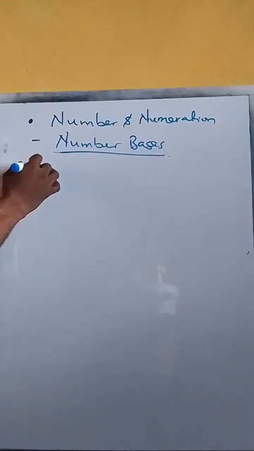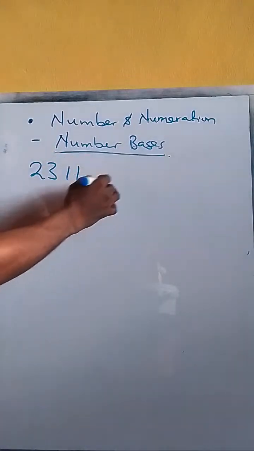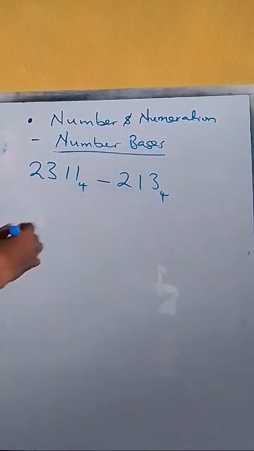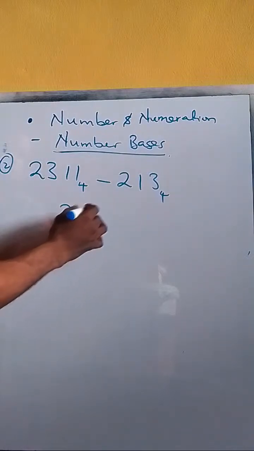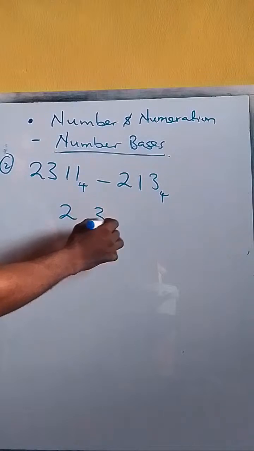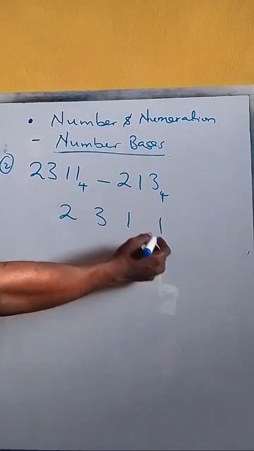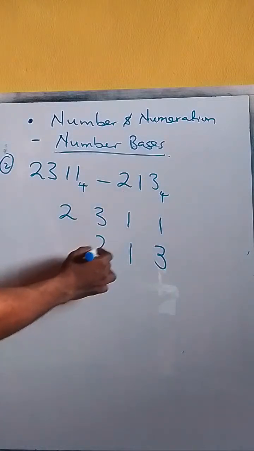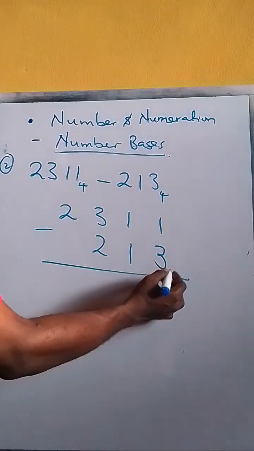So we have 2311 in base 4 minus 213 in base 4. Now, when we are subtracting, also let's try to digit it out and place the units under each other. We have 2311, then 2, 1, 3. And what we are doing here is subtracting, and we are working in base 4.